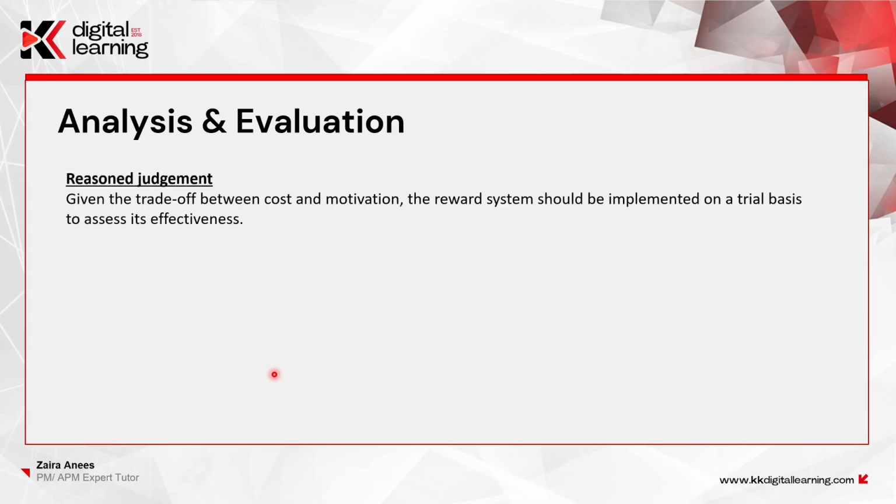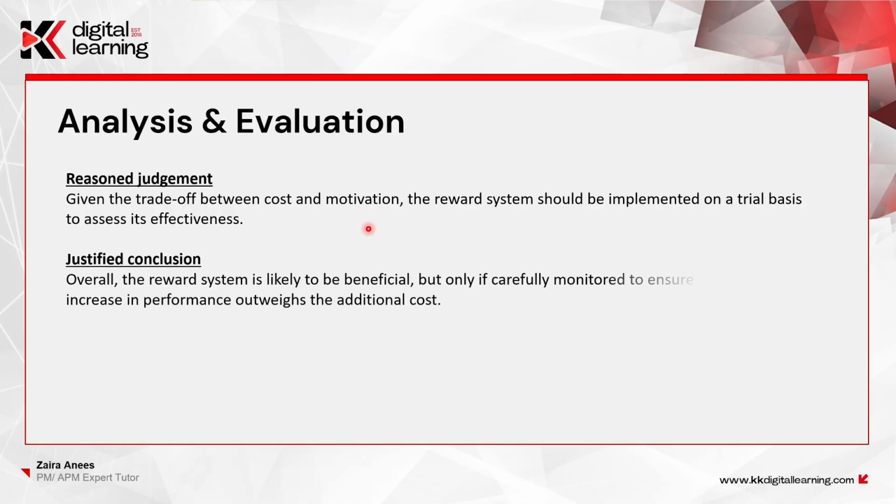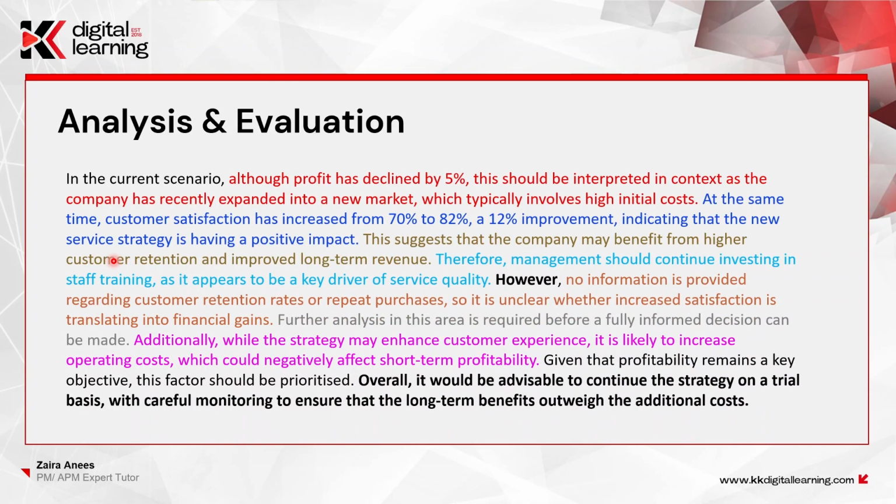Reason judgment, trade-off between cost and motivation. The reward system should be implemented on a trial basis to assess its effectiveness. So we are giving reason judgment, that is, why we believe this judgment is important for the company. We believe in this judgment, and whatever you are concluding must be justified with some point, right? So this is an example.